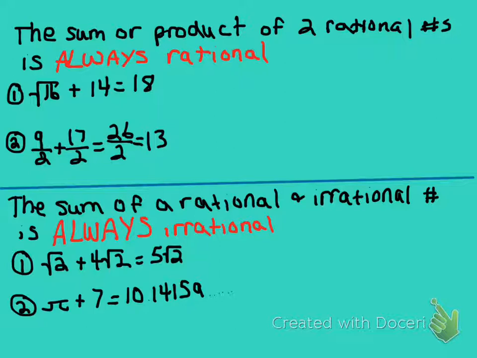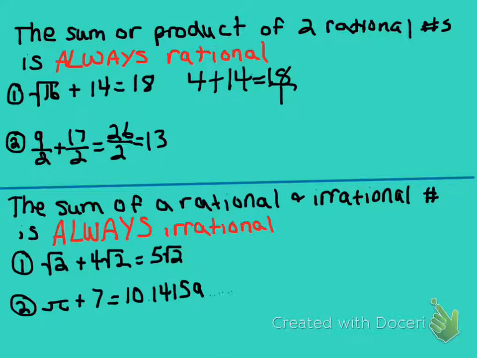Looking at the ideas of rational versus irrational numbers, we're looking at how they relate to each other. The sum or product of two rational numbers is always going to give you a rational number. I've got some examples. The square root of 16 plus 14 is 18, because we all know that the square root of 16 is 4. So 4 plus 14 is 18. A whole number can be written as a fraction over 1, so all whole numbers are rational numbers.